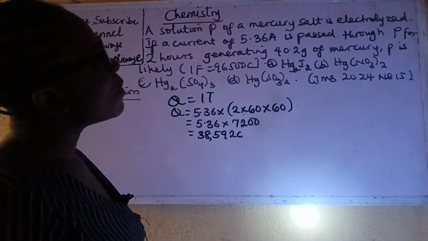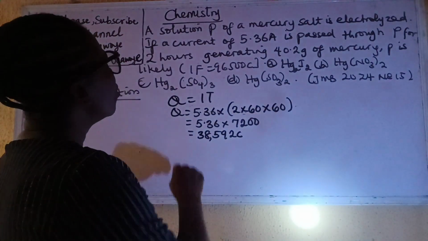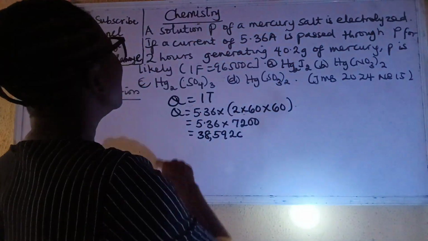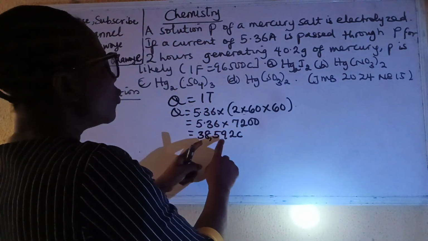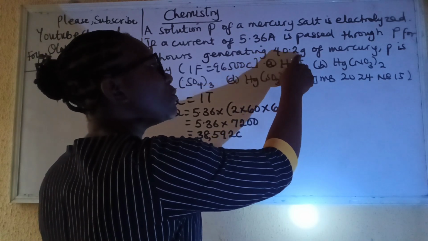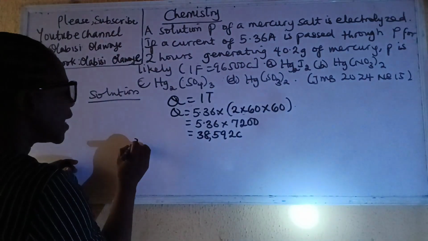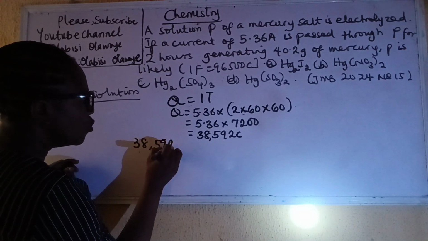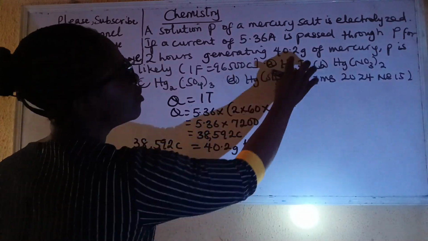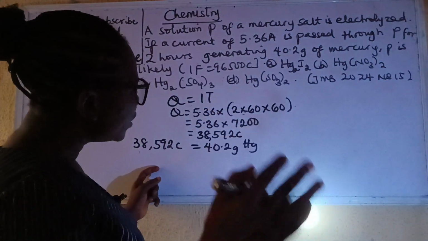Now the next thing is to get the quantity of electricity that will liberate 1 mole of mercury. According to this information, 5.36 ampere and 2 hours, which we used to generate the quantity of electricity, produced 40.2 grams of mercury. So it means that 38,592 coulombs produces 40.2 grams of mercury from the question. What is P? Now, how do we deduce P?